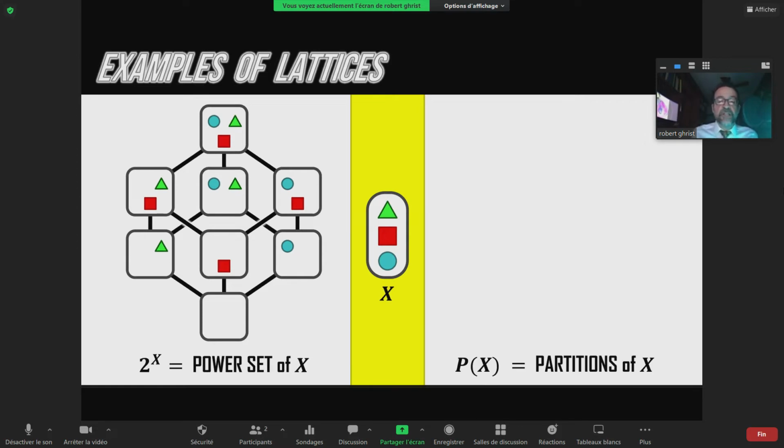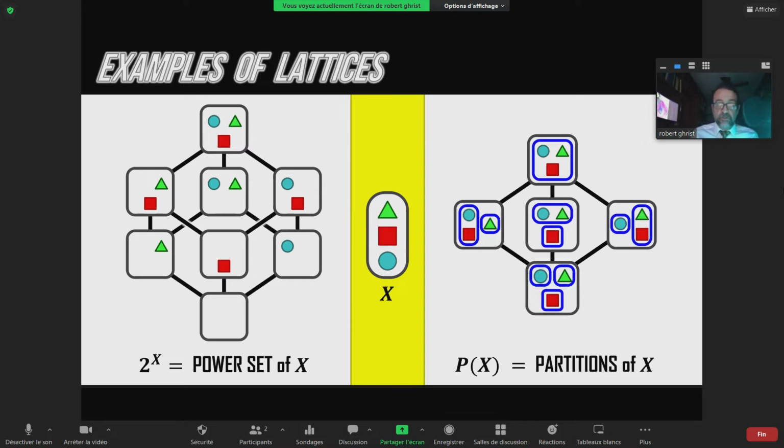Another simple example of a lattice is the partition lattice of a set X, where I can take that set and think of it as one collection, or I can break it up into sub-collections. In data science, you would call this clustering. And all of the different ways of clustering this set, of partitioning this set, can be arranged in terms of how coarse at the top or how fine at the bottom the partitions are.